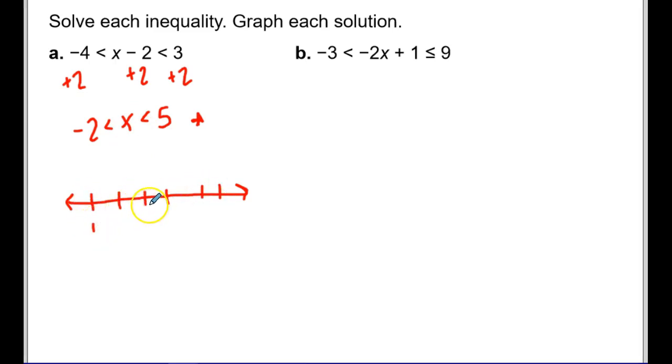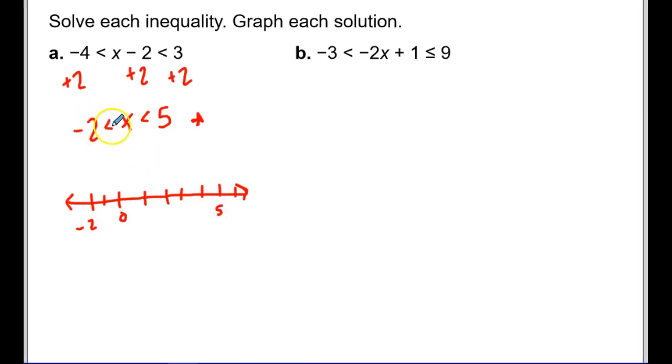So 1, 2, 3, 4, 5, 6. Oh, and it's a -2. Never mind. Let me erase these a little bit. Okay. So we're going to add a little bit more to my graph. So I've got that -2, -1, 0, 1, 2, 3, 4, 5 is right there.